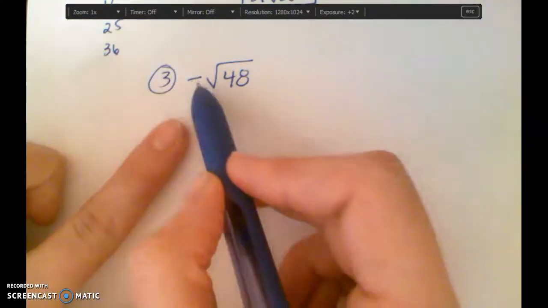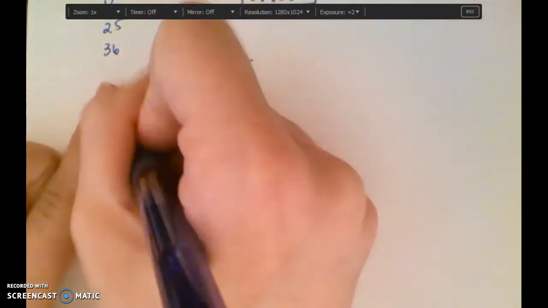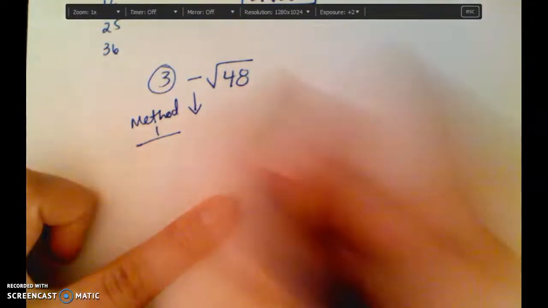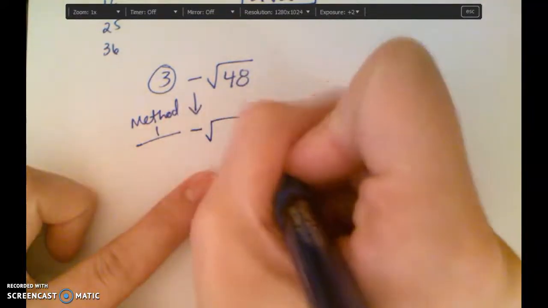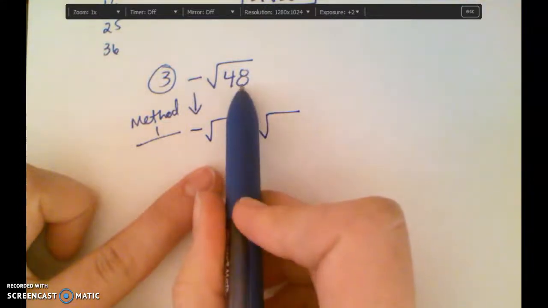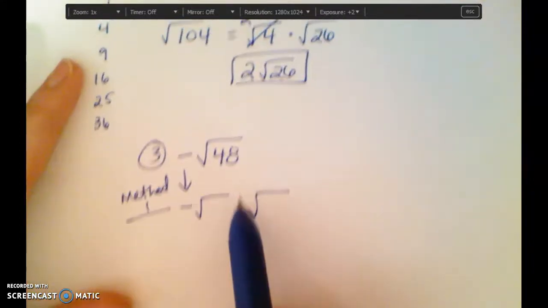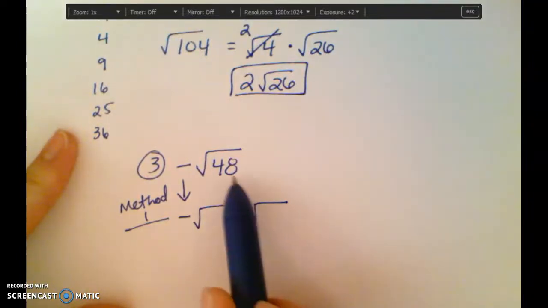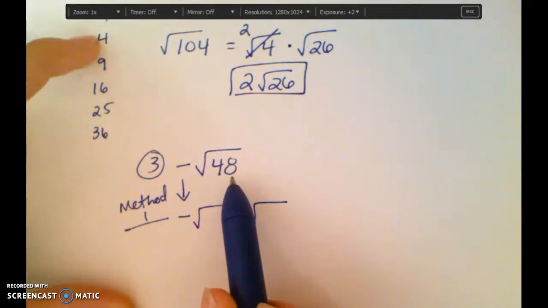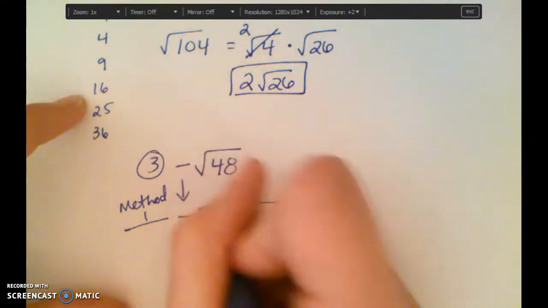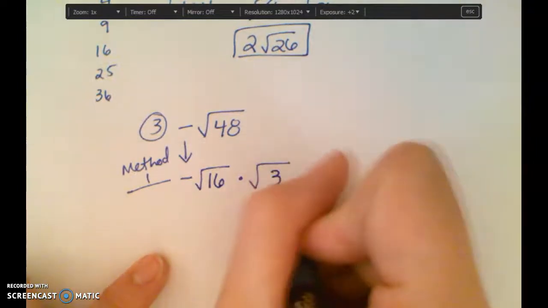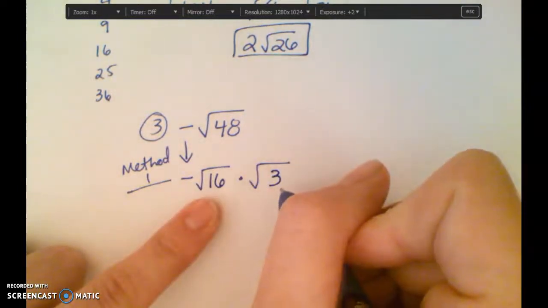So this negative sign, we're just going to bring it down, and I'm going to start with method 1, and that is the perfect square. So I'm going to bring down that negative. Well, we need to know what perfect square can go into 48. We've got our list here. We looked at 1, 4, 9, 16, 25, etc. So what can go into 48? Well, I know 4 can go into 48, but can we go bigger than that? Yes, we can. 16 can actually go into 48. So this is going to be root 16 times 3, because 16 times 3 is 48.